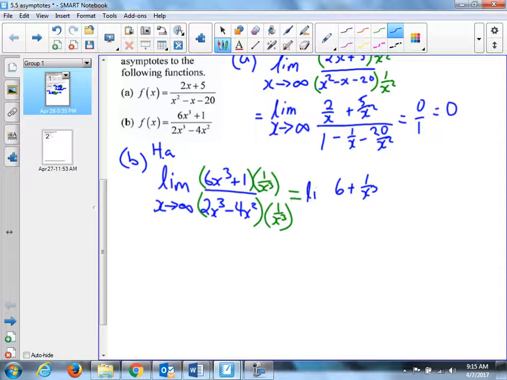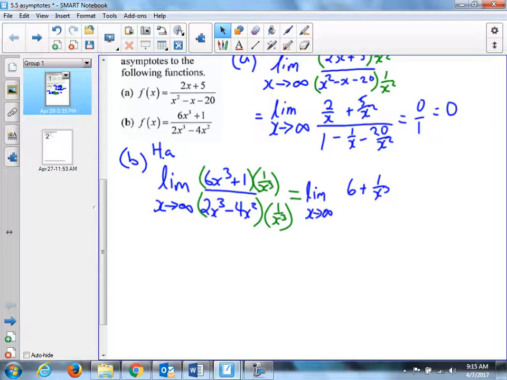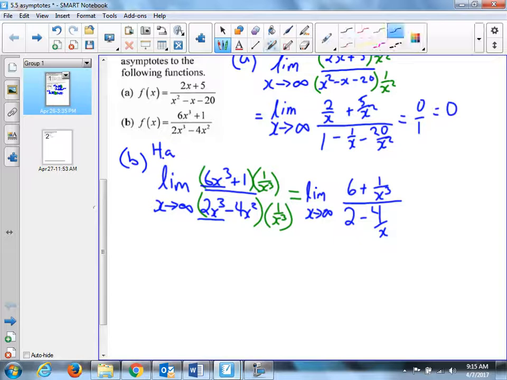I forgot the limit notation though. I'm going to make my x cubed look like an x cubed, over 2 minus 4 over x. Quick glance: ratio of lead terms. You remember now. Usually, the long way, you'll say, hey, when the denominator and numerator have the same degree, you just take the ratio of the lead terms. 6 over 2 is 3. You're going to have 6 plus 0 over 2 minus 0. 3 is your horizontal asymptote.